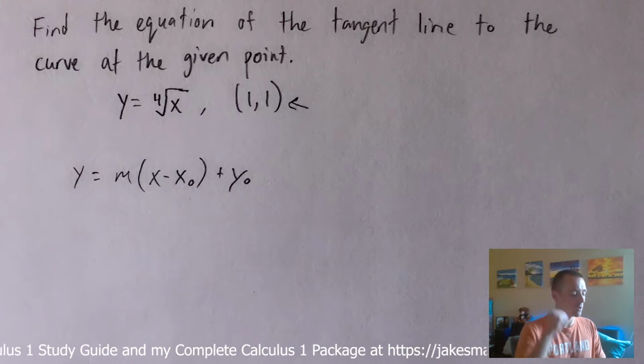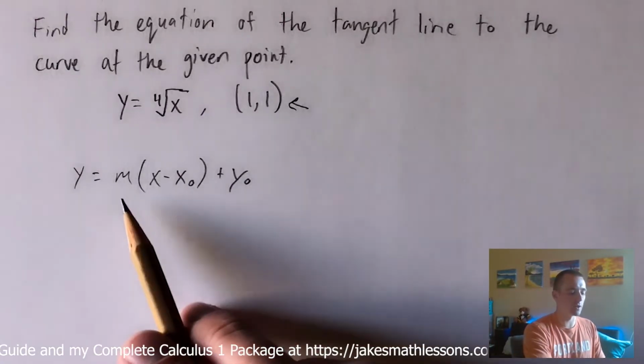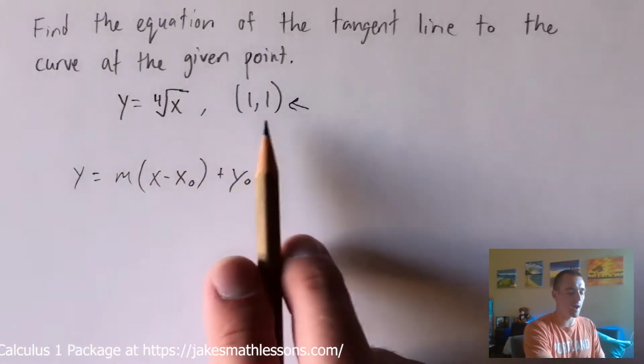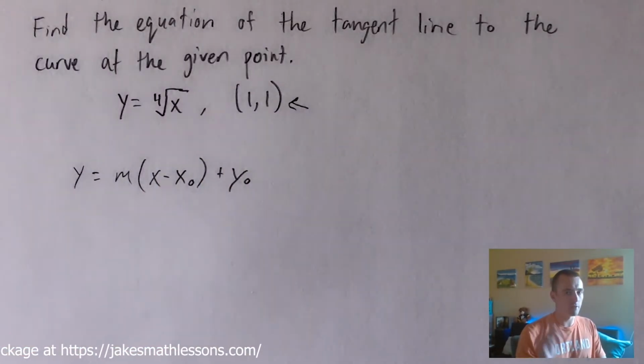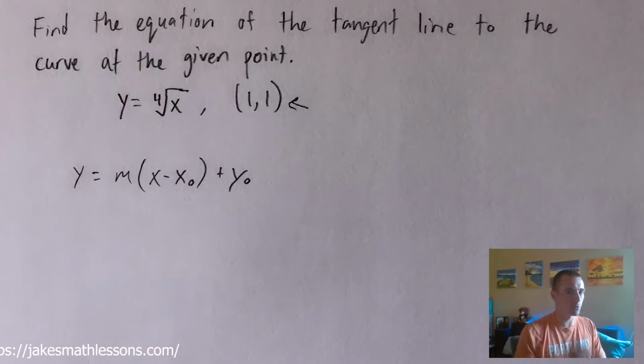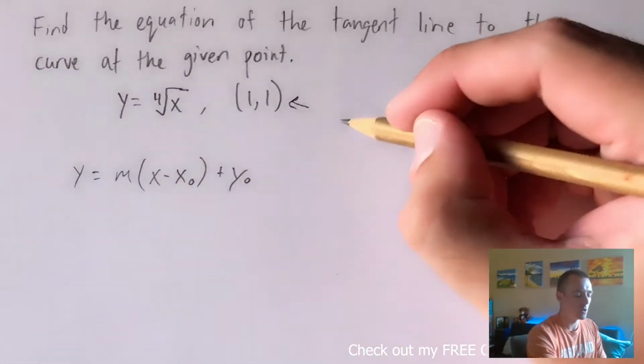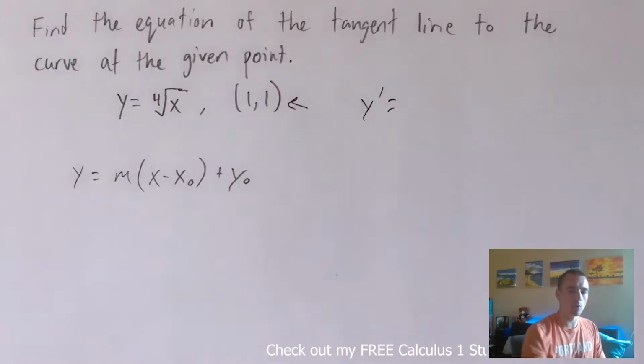So in other words, the slope of this tangent line, the m, is going to be found by figuring out the slope of this curve at this point. Well, if you ever hear slope in calculus, your brain should automatically go to derivative. Derivative is usually going to be the way that you want to find the slope of something. So in order to find the slope of this curve at this point, we need to find its derivative. So we need to find y prime.